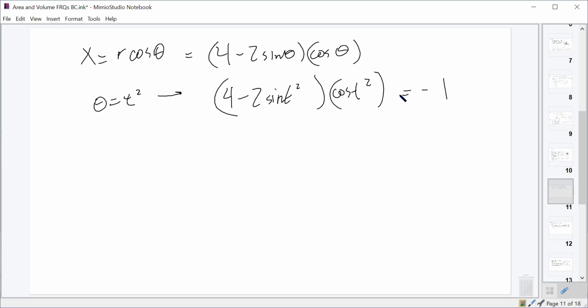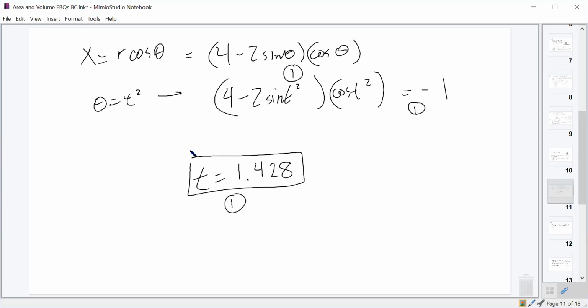And that's what you've got your calculator for. You'll just graph this function and you'll graph y equals -1 and see where they intersect. And you'll find that they intersect at t equals 1.428. And that one was 3 points. 1 point if you got either one of these two equations, either with theta or with t squared in it, 1 point for setting it equal to -1, and 1 point for getting the actual correct answer.